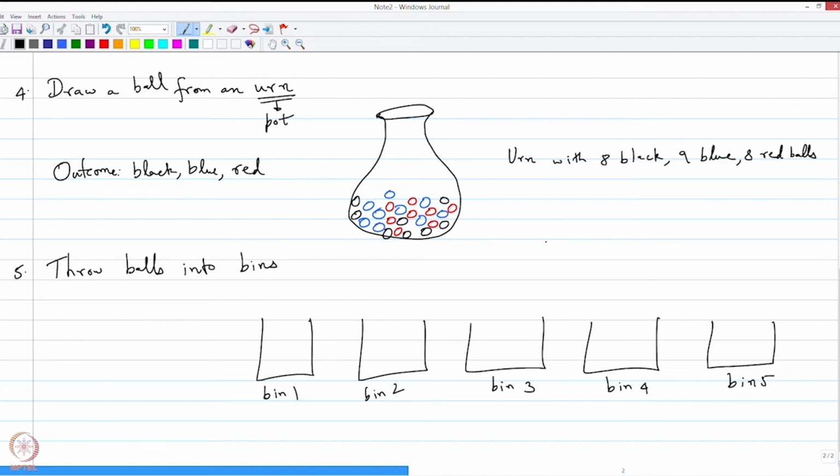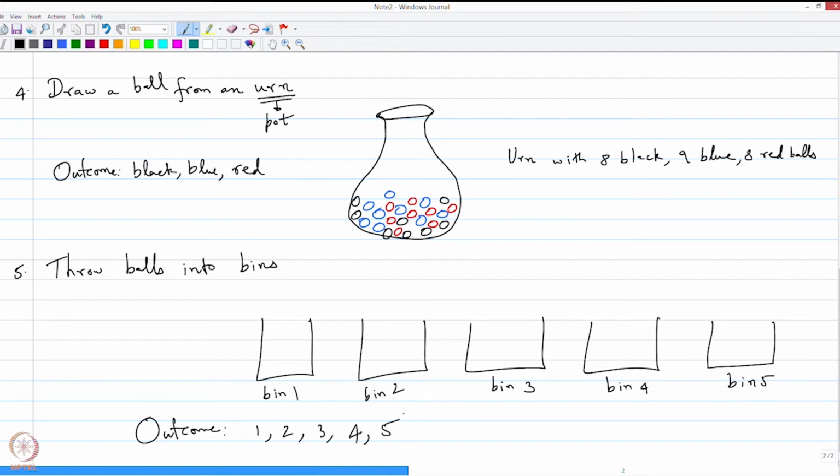Okay. So, you are throwing a ball in some sense in some crazy way from maybe a far distance or something, and then you can't really control, you do not know exactly which bin it is going to fall into, it could fall into any one of these bins. Okay. So, that is the experiment, and the outcome is just the number of the bin into which the ball fell. Okay.